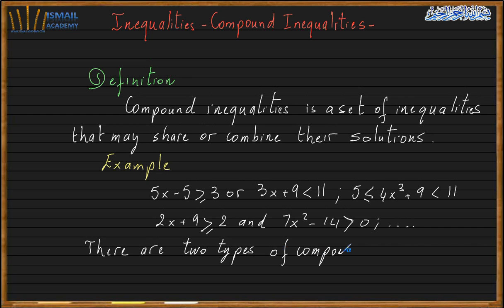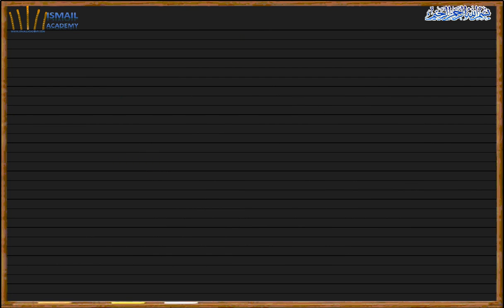So we have conjunction inequality. So those are the two types. So we are going to solve and learn how to solve each one. So let's start with the conjunction.